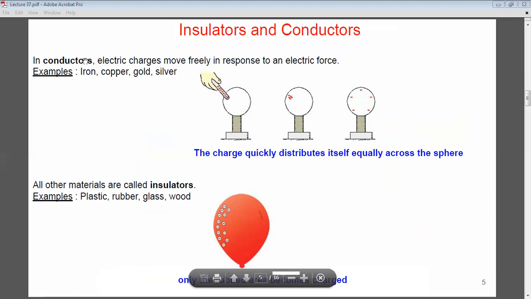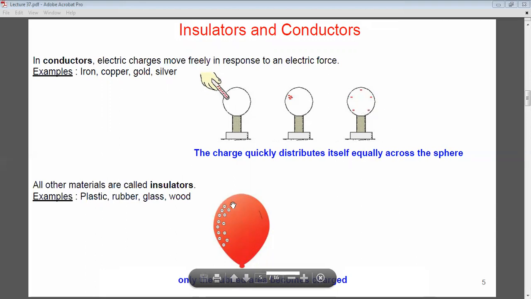What is a conductor? A conductor is an object where electric charges move freely in response to an electric force. Examples are iron, copper, gold, silver. So what happens if I bring, for example, this conductor, let's say it's an iron ball, and I bring a negatively charged rod? Once I bring this negatively charged rod close to the conductor, the charges redistribute all over it. So the charge quickly distributes itself equally across the sphere.